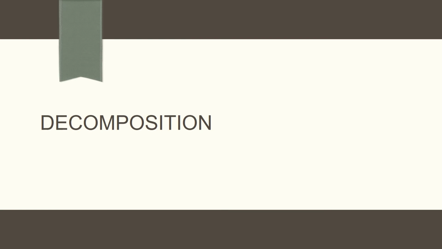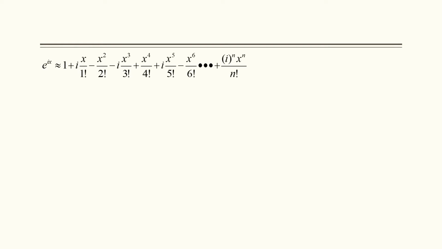We'll learn about decomposition. e to the power of ix equals 1 plus ix over 1 factorial minus x squared over 2 factorial minus i x to the third over 3 factorial, etc. And then we could see that the pattern is i to the power of n times x to the power of n over n factorial.